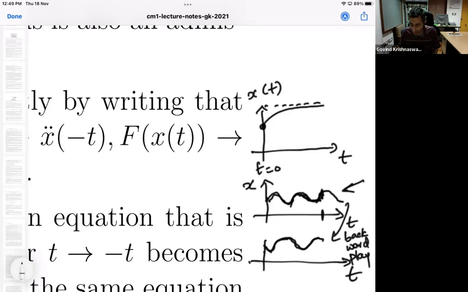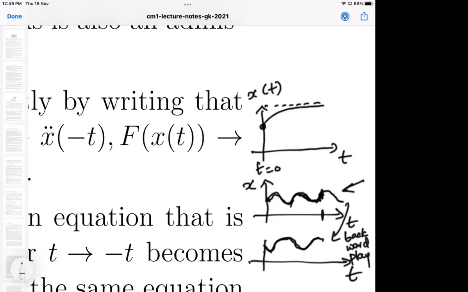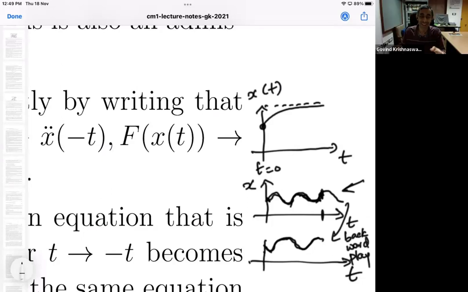Of course, you have to start it somewhere. You cannot start it here and play backward because there was nothing there to play. So it should be t dash, right? So when we say t to minus t, there is some little bit of imprecision there. There is some time at which you can legitimately play it backward. If there is nothing to play, then it becomes a problem.